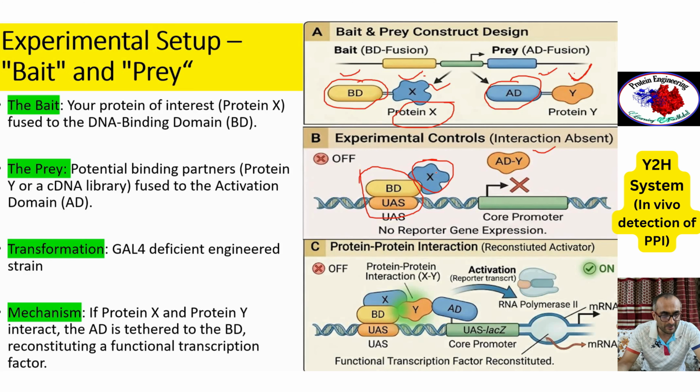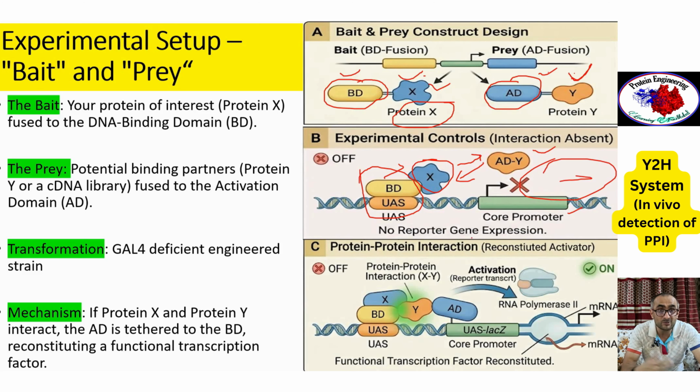So if there is no interaction between X and Y, AD-Y will not come close to X, because there is simply no interaction between X and Y. So in that case, AD will not be located in proximity of BD. Remember, in case of a transcription factor, if gene expression has to occur, the BD domain and AD domain should be in close proximity. And if there is no interaction between X and Y, AD will be away from BD. So no transcription of the gene would be occurring here, because if AD is not binding in close proximity to the BD, it will not be able to recruit RNA polymerase. So this gene expression cannot occur.